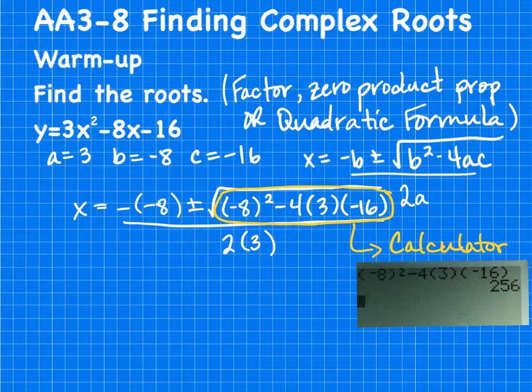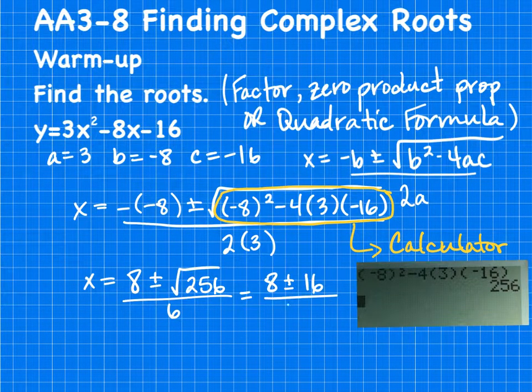So now we have x equals, we're going to simplify this double negative 8 to just be positive 8 plus or minus the square root of 256 divided by 6, the 2 times 3. That equals 8 plus or minus 16, all divided by 6.